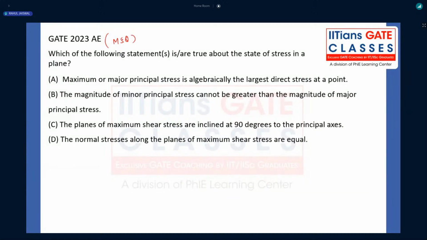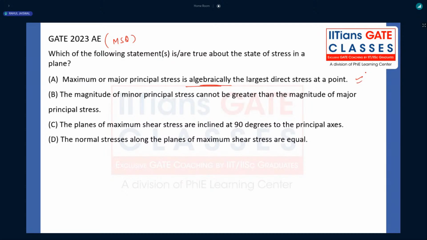Which of the following statements is or are true about the state of stress in the plane? Once again, if you have not understood the analytical method, no need to worry. You have an alternate solution called the Mohr circle. With the help of that, even a very typical problem we can solve very easily. Read the first statement. The maximum or major principal stress is algebraically the largest direct stress at a point. Algebraically means mathematically; that is the correct statement. Yes or no, guys?